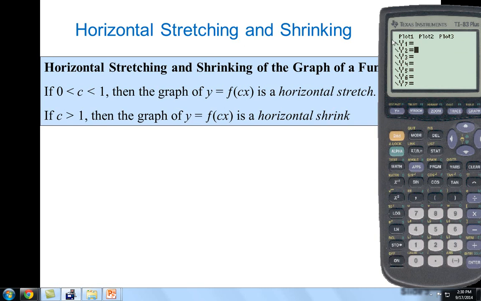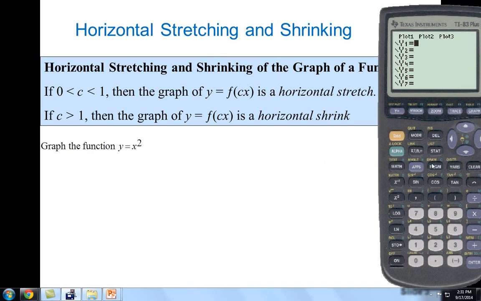Now we'll horizontally stretch and shrink a graph. It says that if c is greater than 0 and less than 1, then the graph of y equals f of c times x is a horizontal stretch. Likewise, if c is greater than 1, then the graph of y equals f of c times x is a horizontal shrink.